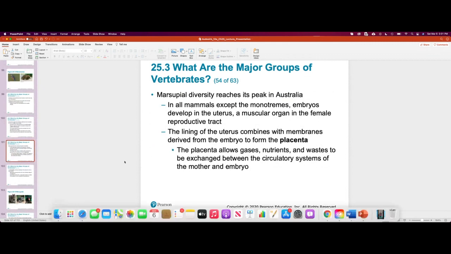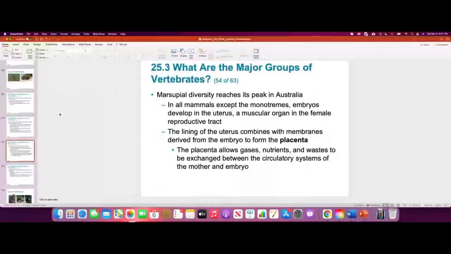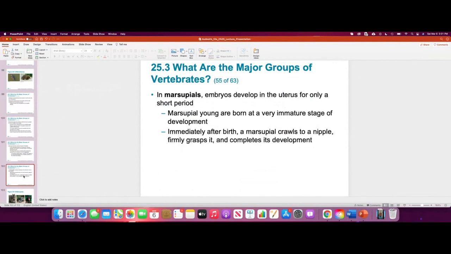Marsupials, those are actually full of, I don't want to say the fun ones, but they are the sort of fun ones. So things like kangaroos and wombats and Tasmanian devils.